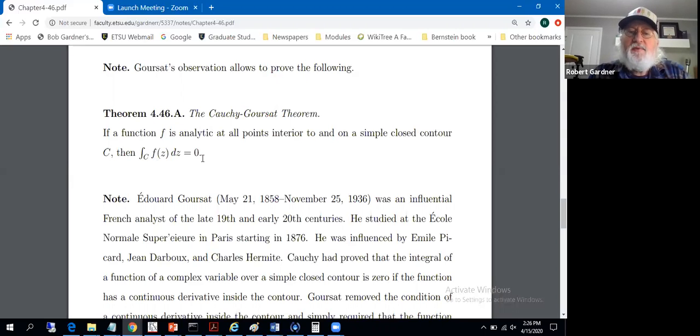But we've seen functions to which this applies, and we've seen some functions where we got integrals of 0, but not because of the Cauchy-Goursat theorem. And we've seen functions around closed contours that don't give 0 as well.